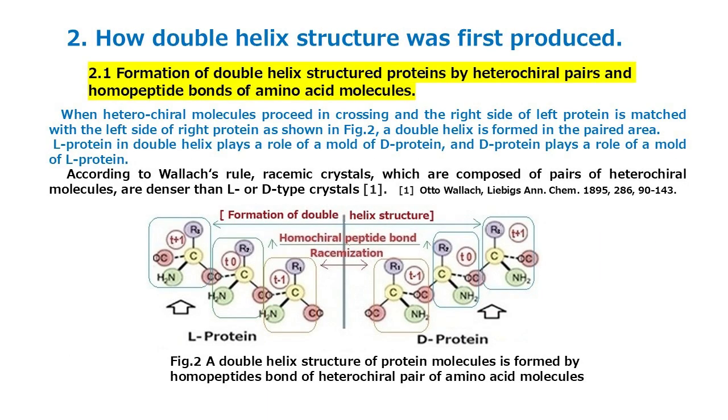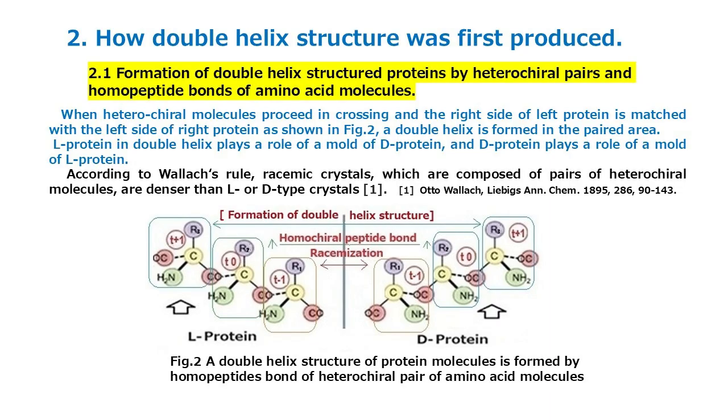Formation of double helix structured proteins by hetero-chiral pairs and homopeptide bonds of amino acid molecules. When hetero-chiral molecules proceed in crossing and the right side of left protein is matched with the left side of right protein as shown in Fig. 2, a double helix is formed in the paired area.